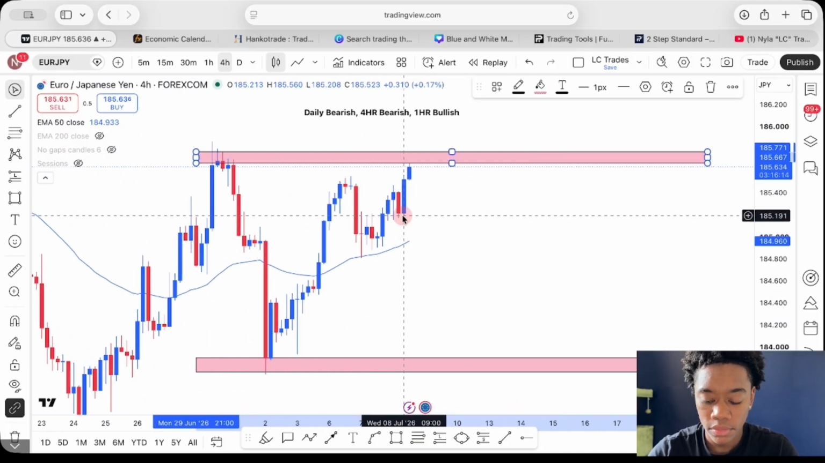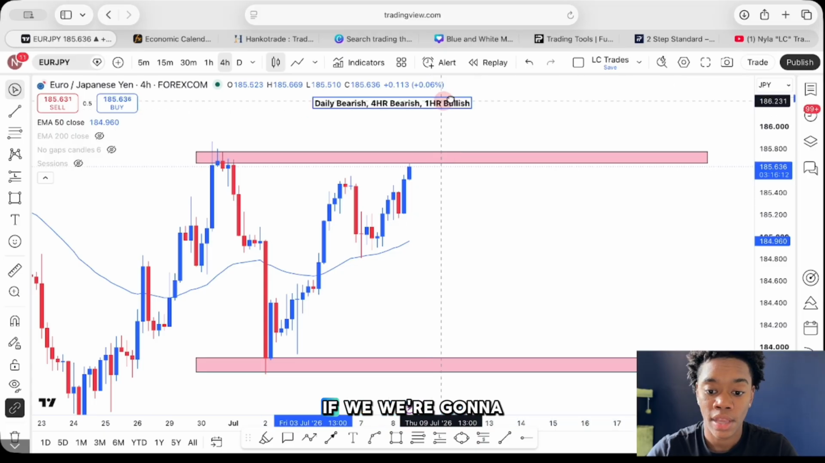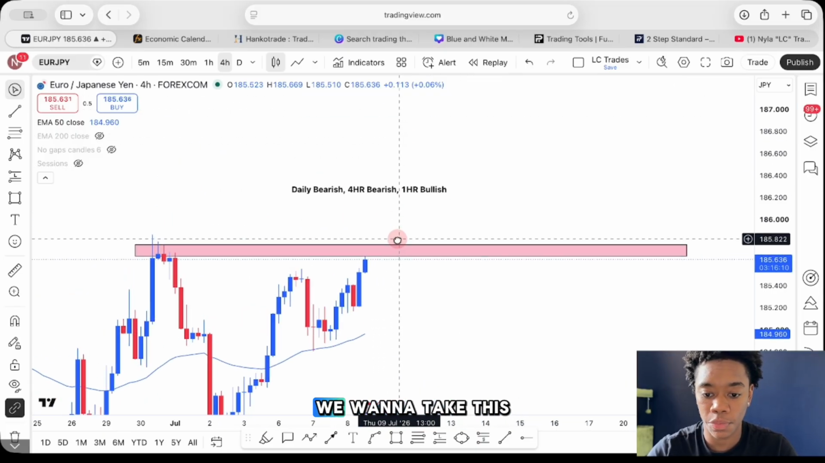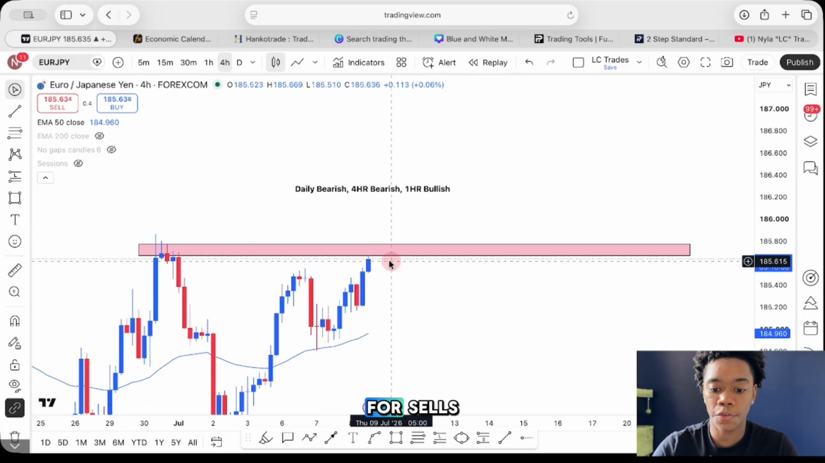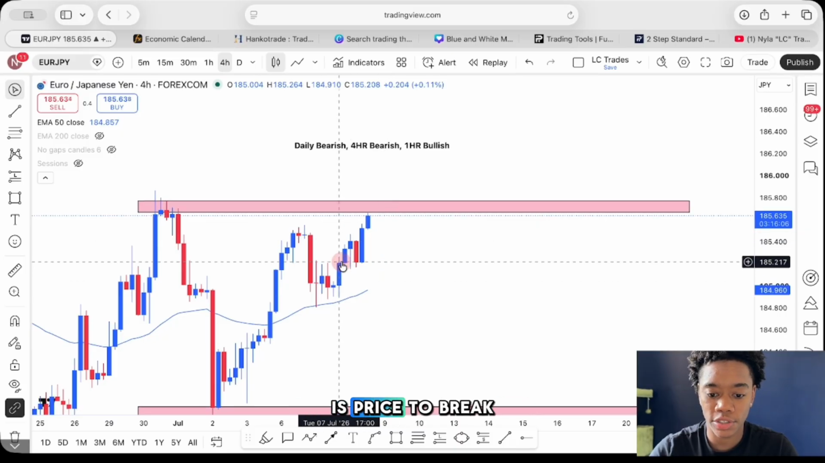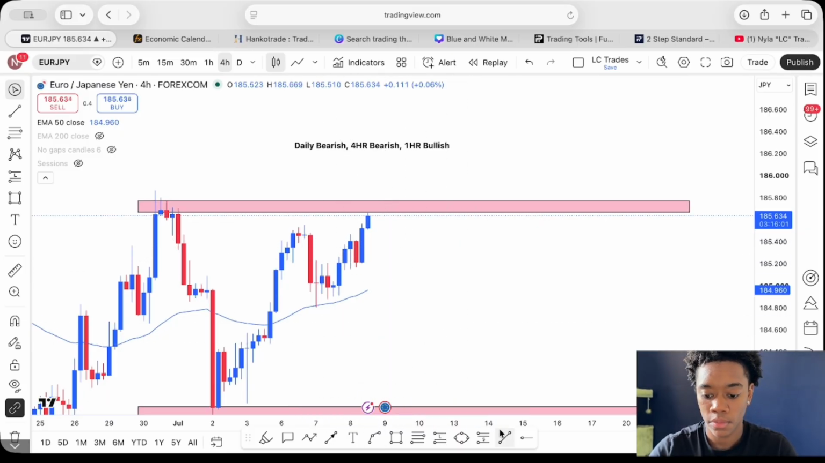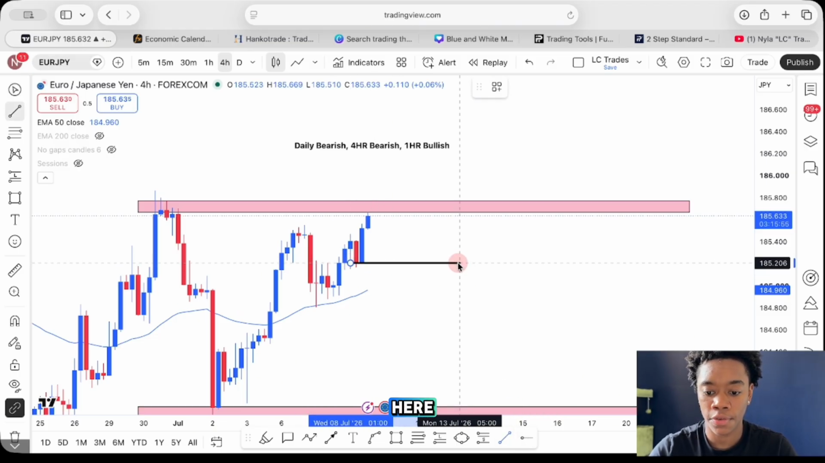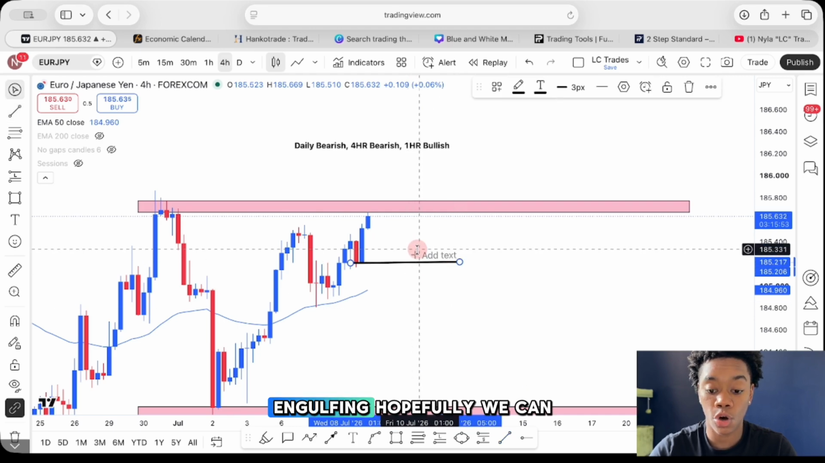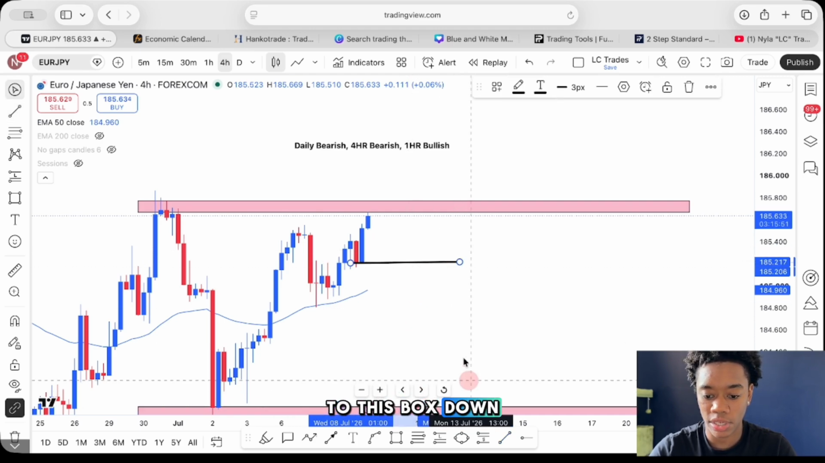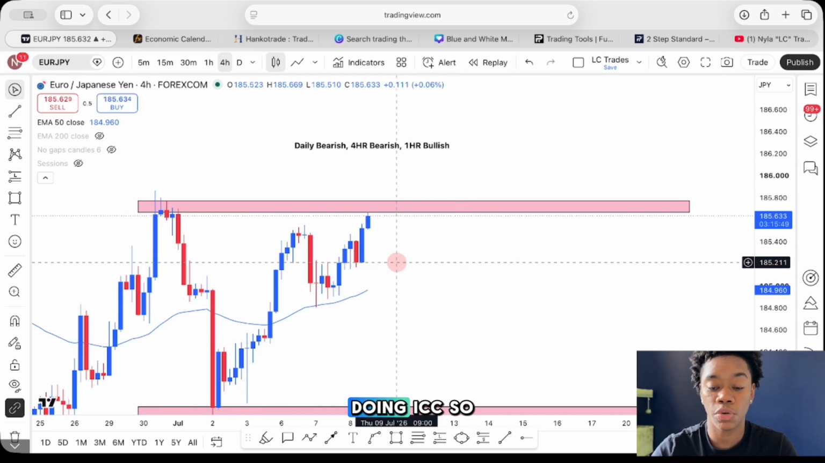But now what will we wait for? We're gonna wait for a lot of things actually if we want to take this trade. So if we're looking for sells, we're gonna wait for price to break above this lower high right here. We're gonna wait for a bearish engulfing. Hopefully we can take it at least to this box down here. Now that is not what we're doing. We're doing ICC.